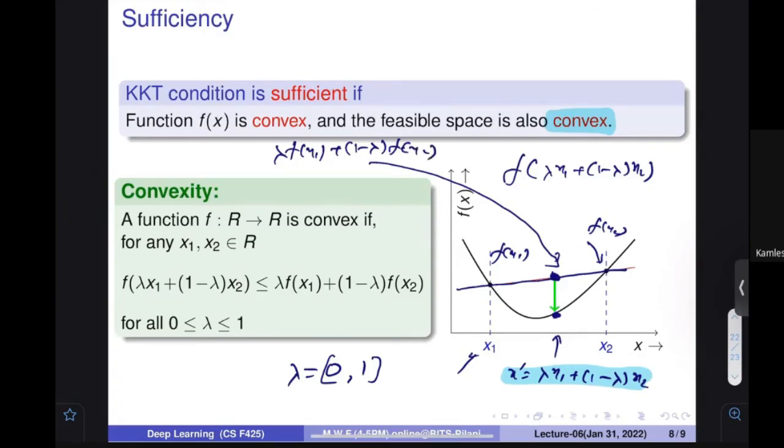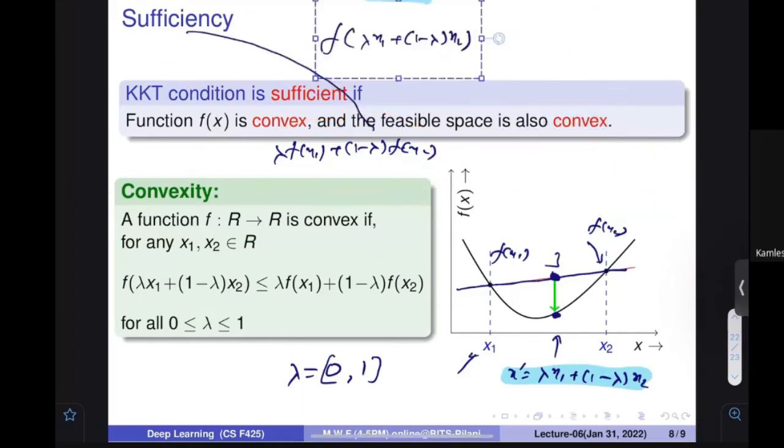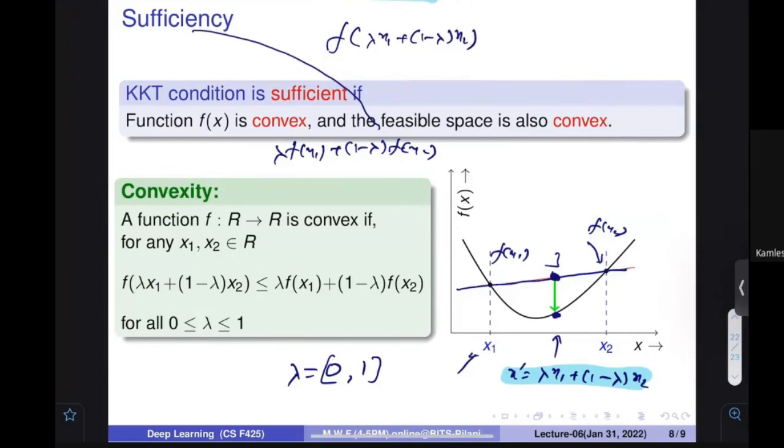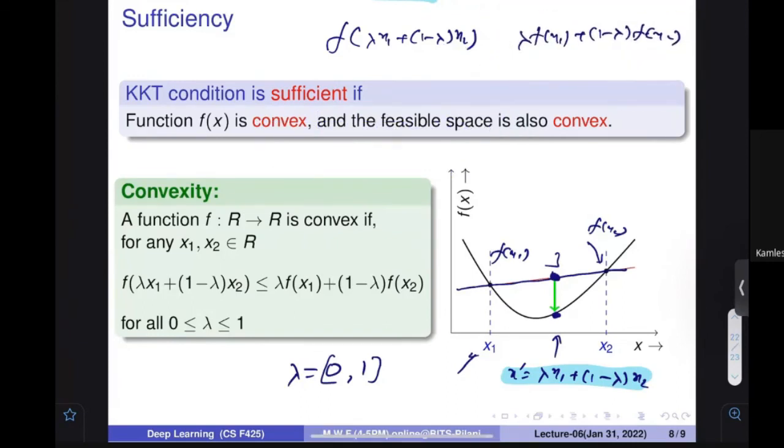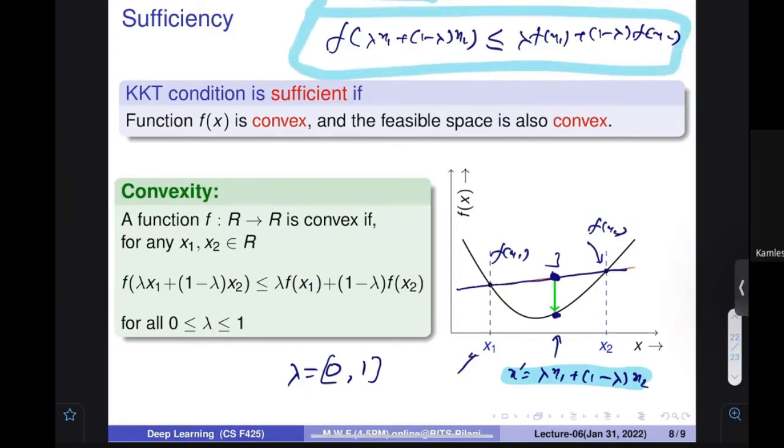If we consider these two quantities, this second quantity should be greater than the value of the function; the value of the function should be lesser. What do I mean by this? The value of the function at this point should be lesser than or equal to this particular quantity. If this condition is satisfied, I say that the function is a convex function. This is the property of a function that tells us it is convex.